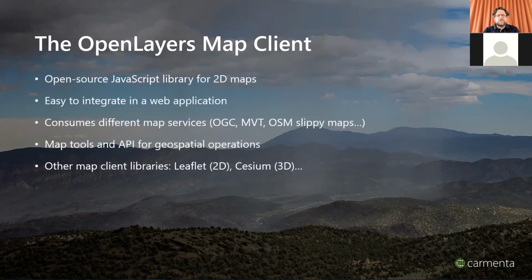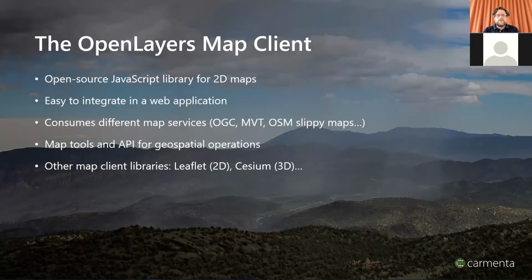OpenLayers is an open source JavaScript library for 2D maps in web applications, which can be easily integrated to enhance the web application with advanced mapping capabilities. OpenLayers supports a large number of standard protocols, including different OGC services, Mapbox vector tiles, OpenStreetMap slippy tiles, and others. Besides consuming map services and visualizing the map layers in them, OpenLayers also contains built-in tools for, for instance, manipulation of map objects, and also a rich API for geospatial operations.